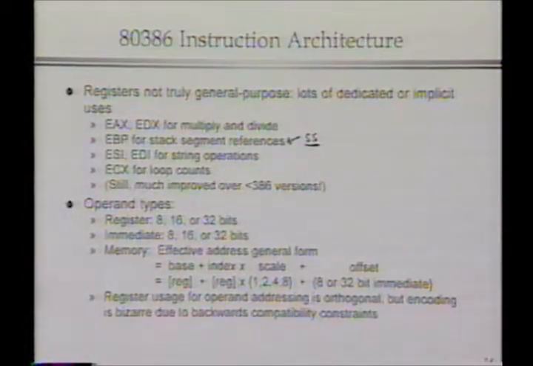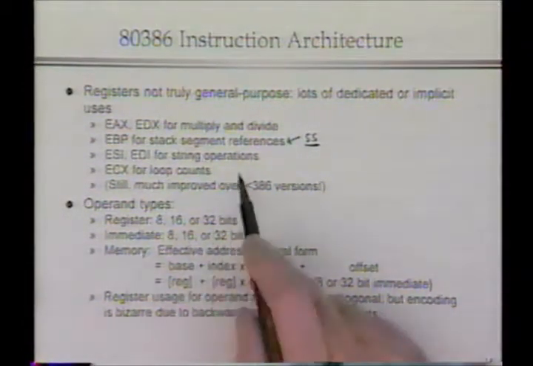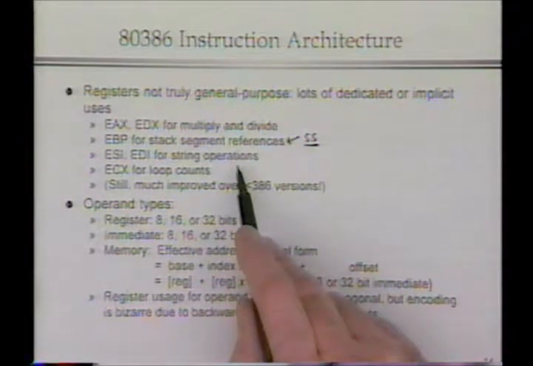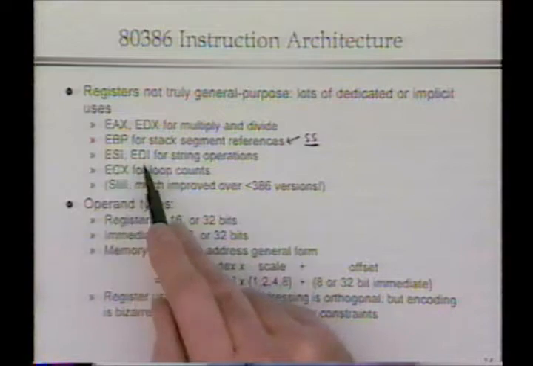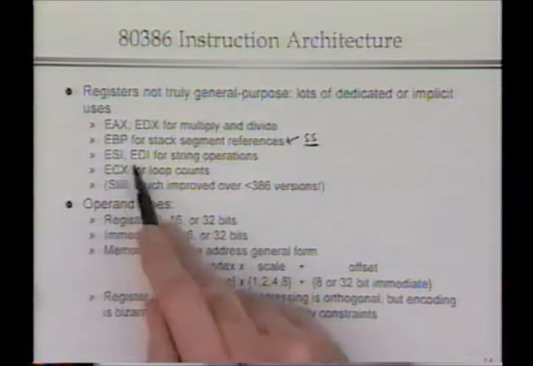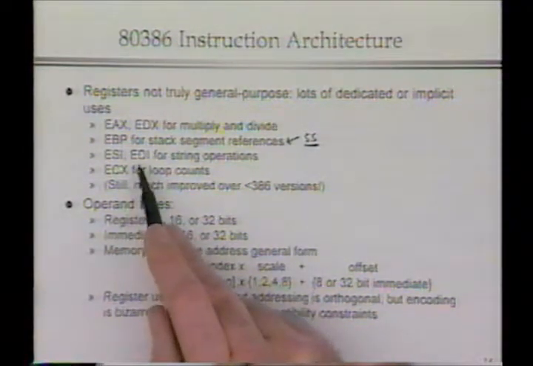So there's not only dedicated or implicit uses for registers, but also dedicated or implicit uses for the segment selectors as well. When you do string operations, like copying a string from one place to another in memory, the SI and DI, source and destination index registers, that's what the name comes for, are used implicitly.